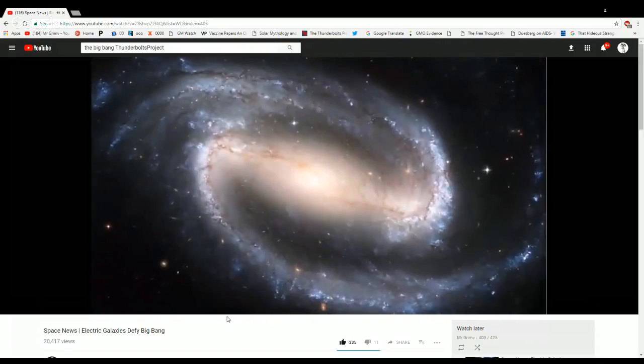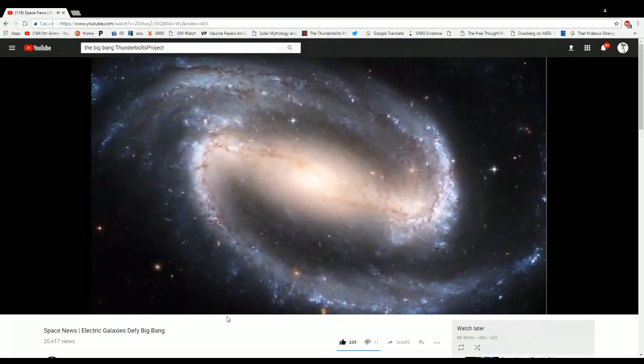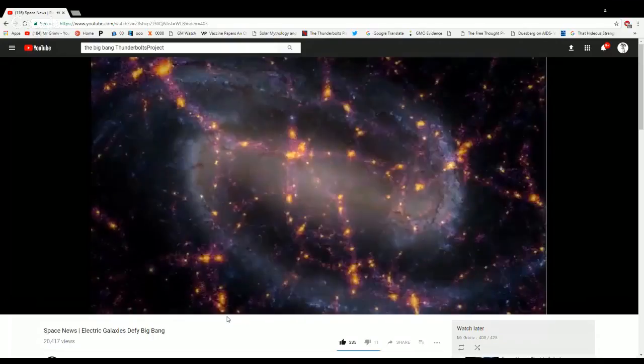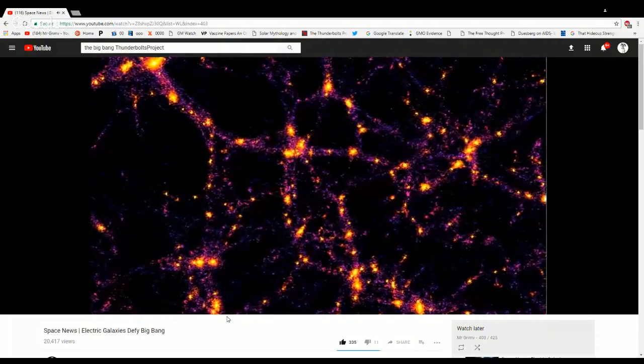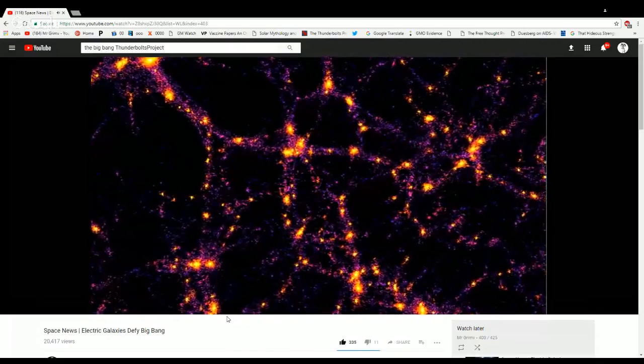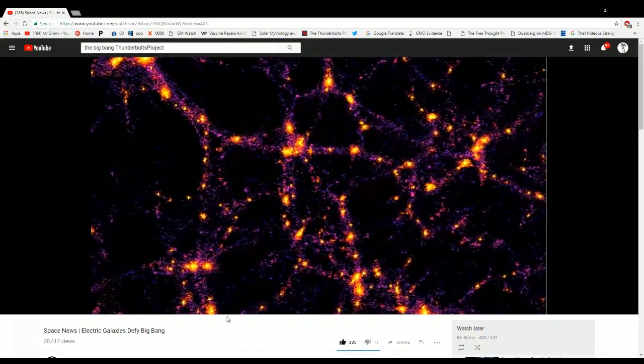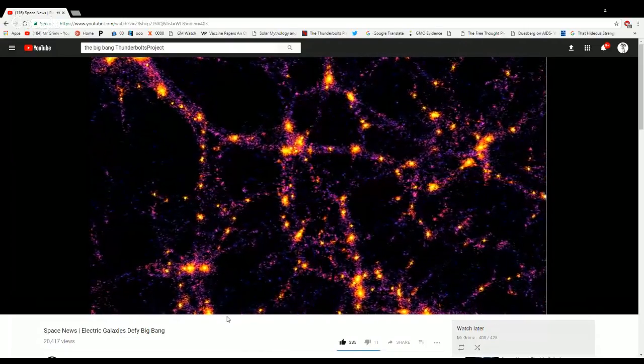So Peratt insisted that plasma, along with electricity, engenders the structures in the universe. And since galaxies are often strung like pearls through space, or like beads on a string, that galactic arrangement lends credence to that idea.